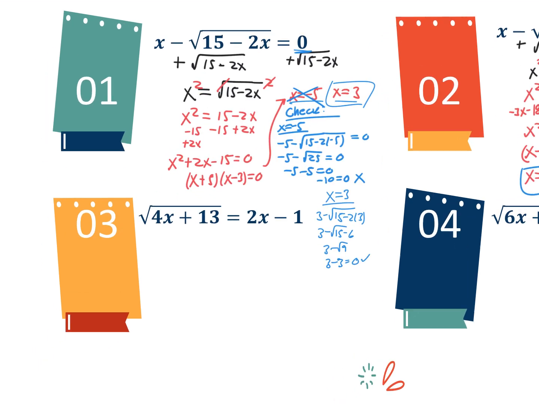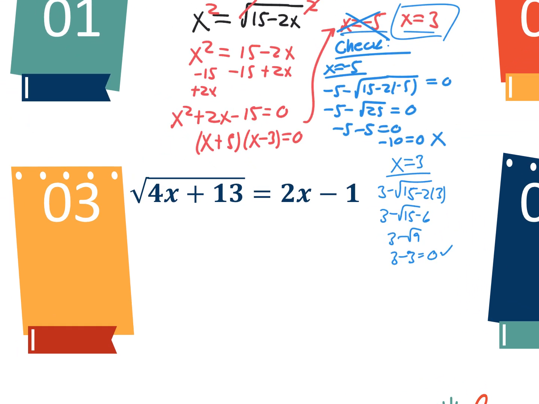All right, so let's try the same thing with number 3. It looks like in number 3, we already have the square root on one side of the equation and everything else on the other.